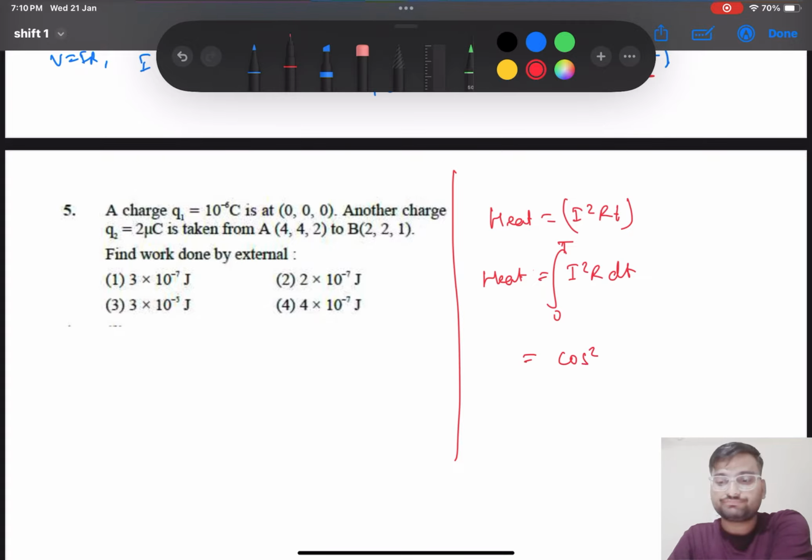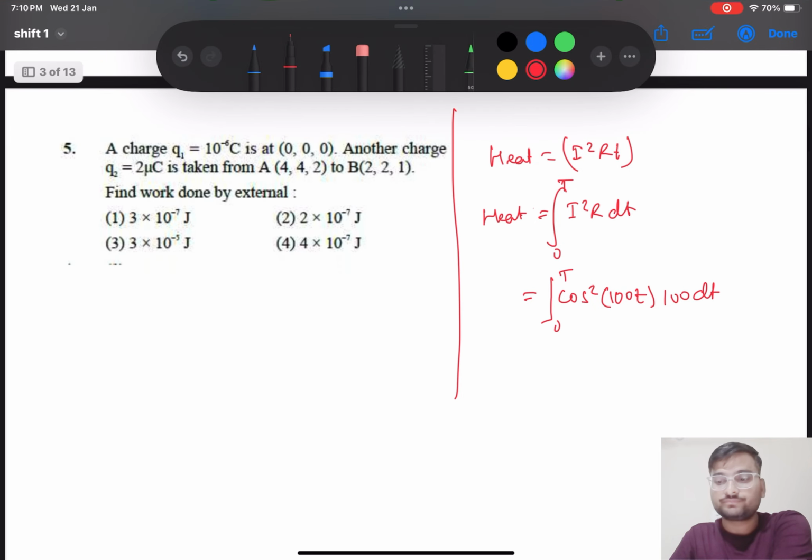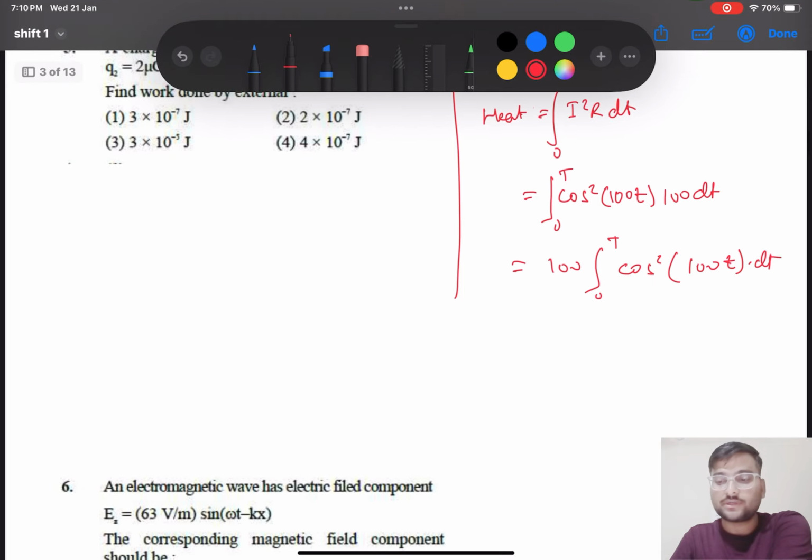The heat is equal to I square R into dt, with limits from 0 to t. The time period will be given to us as 0 to t. So I can put the value here, that is cos square 100t into 100 dt. After solving this, we can say that 100 is the constant part, so we take it outside.